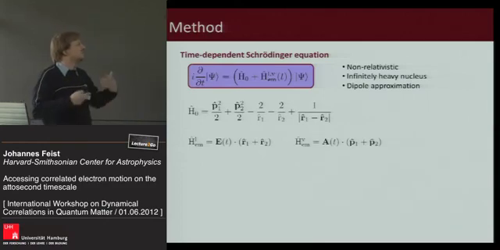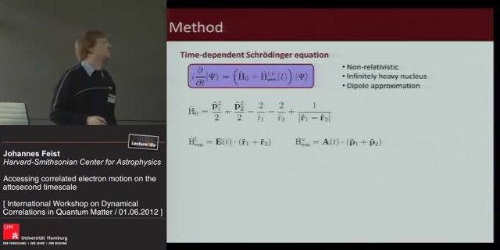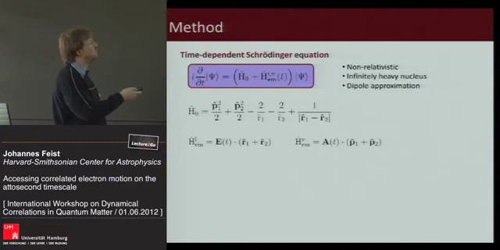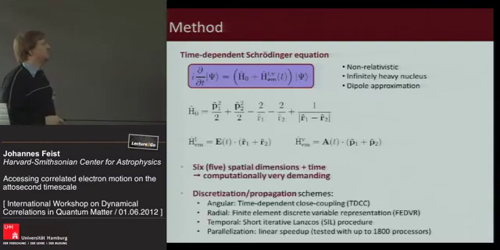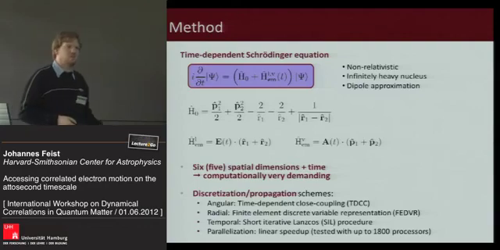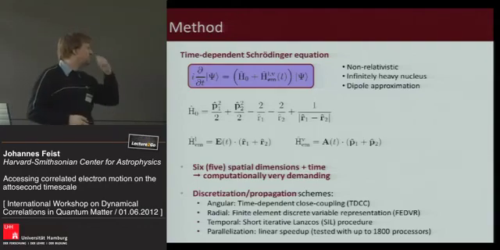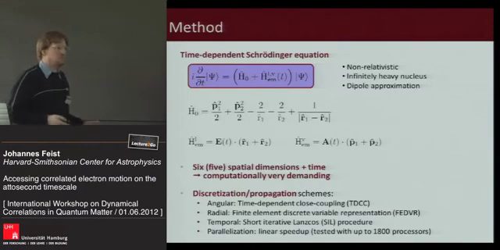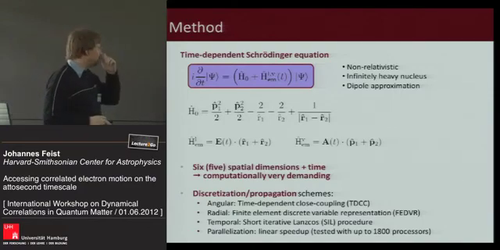The method we use for that, I don't want to go into too much detail. It's a much more straightforward method than the very complicated R-matrix. We have the time-dependent Schrödinger equation with the Hamiltonian for helium. We use a non-relativistic Hamiltonian, we assume that the nucleus is infinitely heavy, and we use the dipole approximation. Then we basically have 6 spatial dimensions, which reduce to 5 if we have cylindrical symmetry in linearly polarized fields. And we have time, since we look at the time-dependent Schrödinger equation, which means that overall we have a high-dimensional object, which makes it computationally quite demanding to solve.